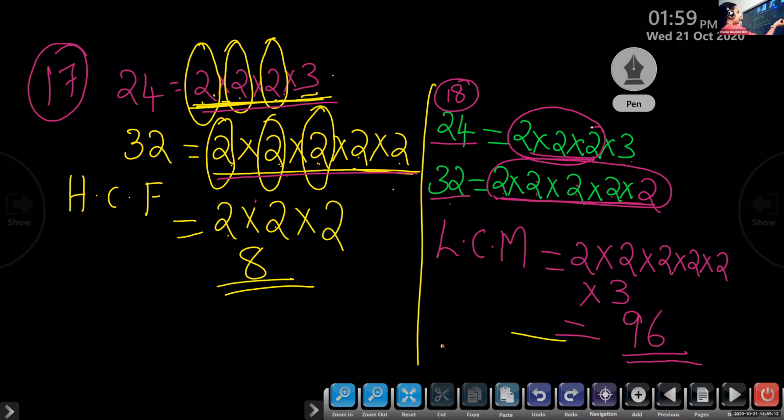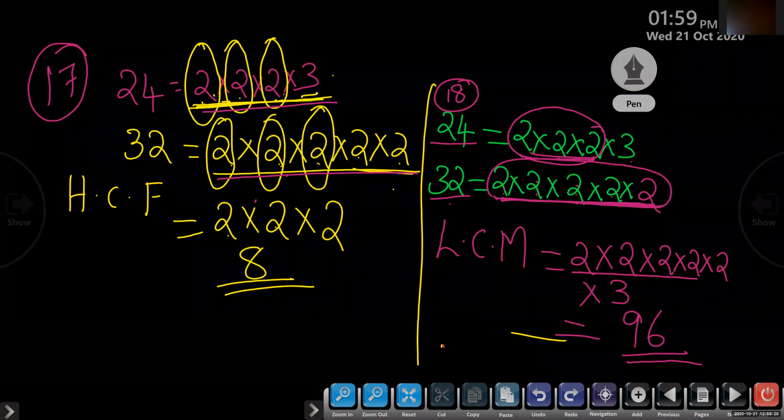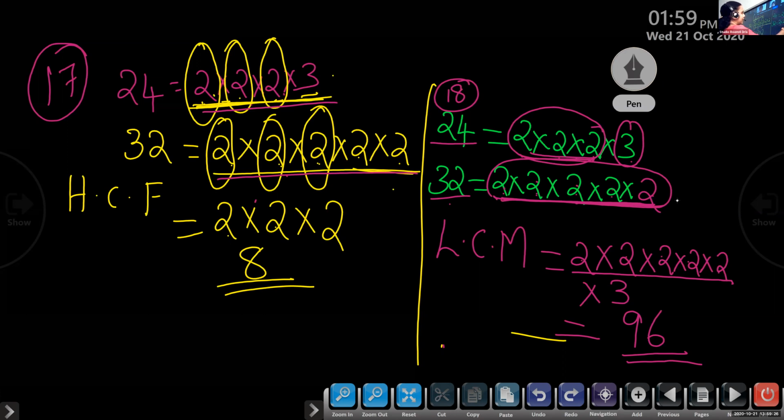So LCM means we have to take the maximum. Which is more, 3 or 5? 5. So we have to write 2 five times: 1, 2, 3, 4, 5. And here 3 is 1 time. Here nothing is there. So the maximum is 3, one time. So that also you have to take and multiply. Only that much. Okay, we will do one more question, then you will understand.